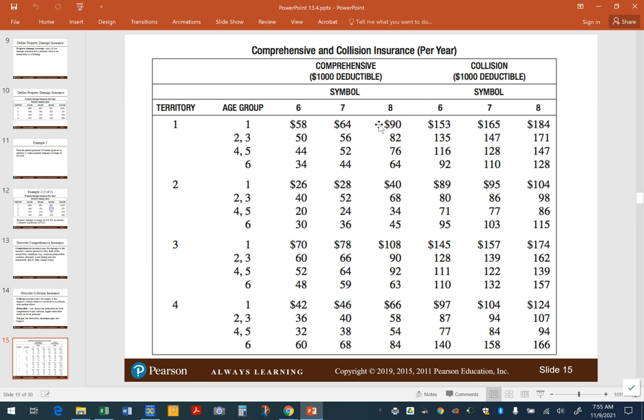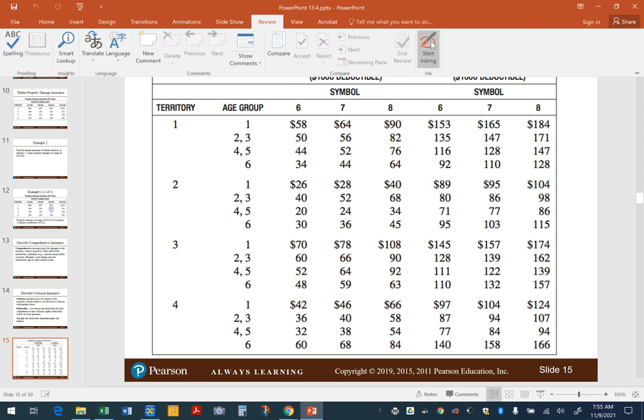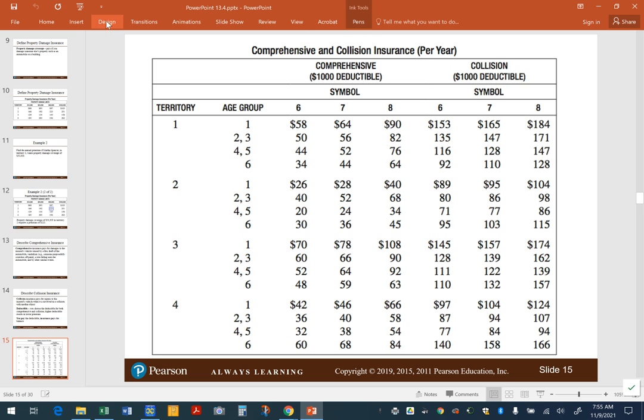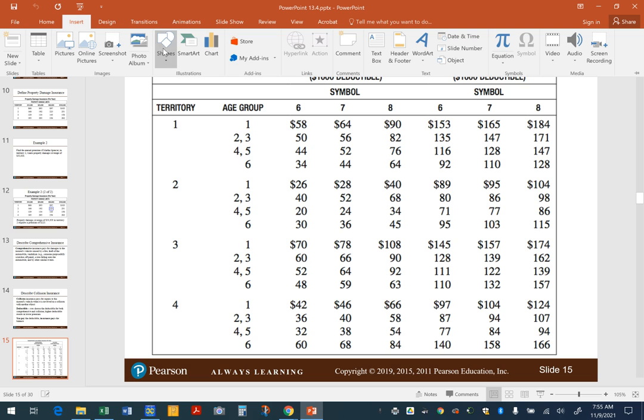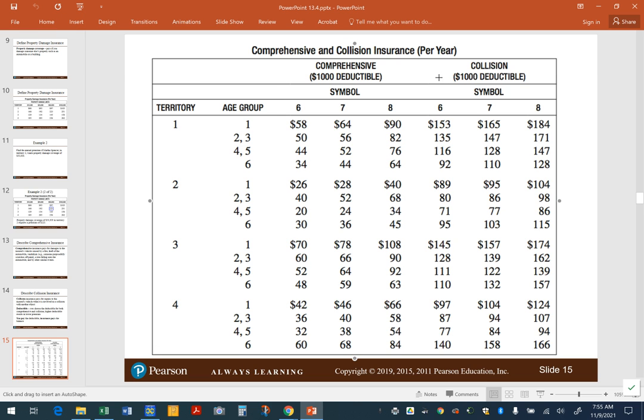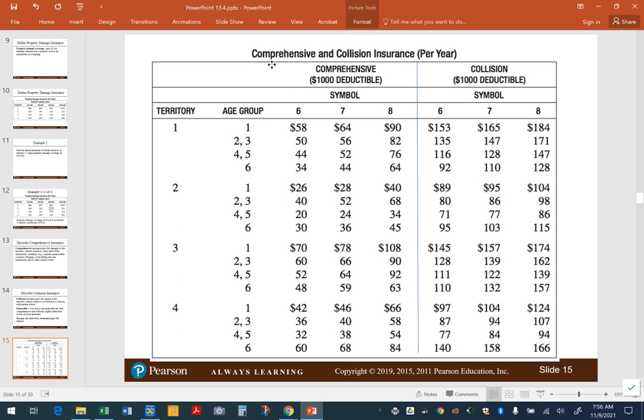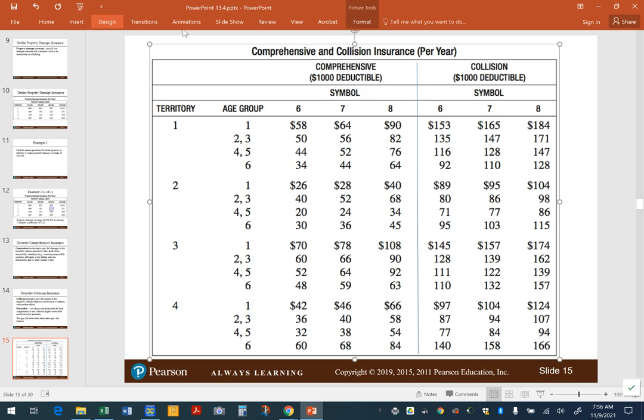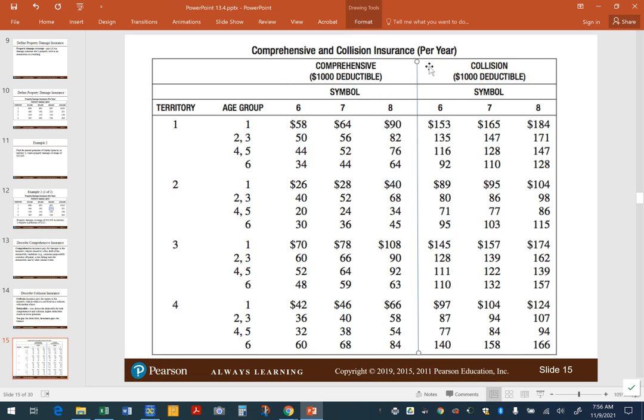Now, this table is actually a double table. I'm going to draw a line here to show you what I'm talking about. If you take and draw a line right here, actually, I'm going to draw one over here too. It makes this table easier to understand by drawing those vertical lines.